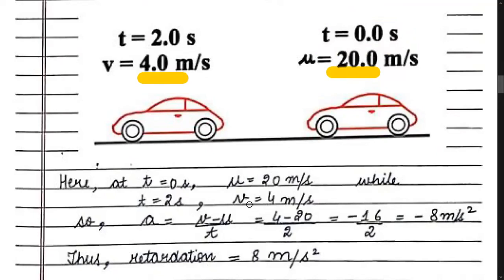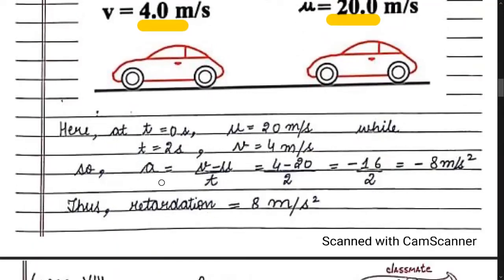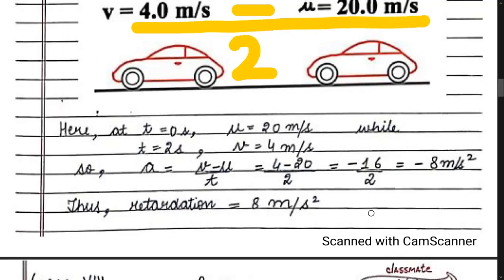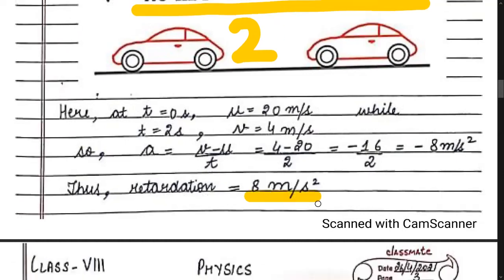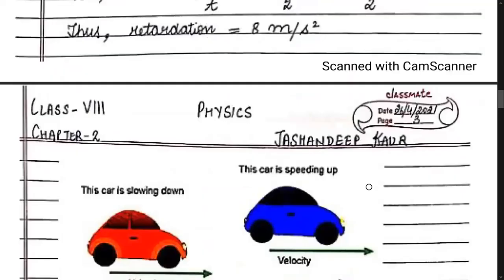That means you are decelerating. So students, you can see in the calculation I have shown 4 minus 20, V minus U. So 4 minus 20 divided by time, which is 2 seconds. So that becomes minus 16 by 2, which is minus 8 meters per second square. And retardation can be written as simply 8 meters per second square.